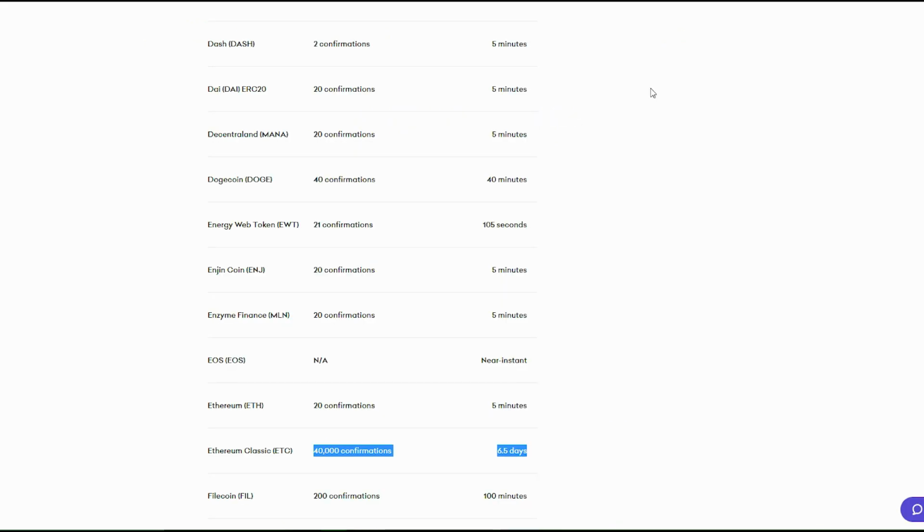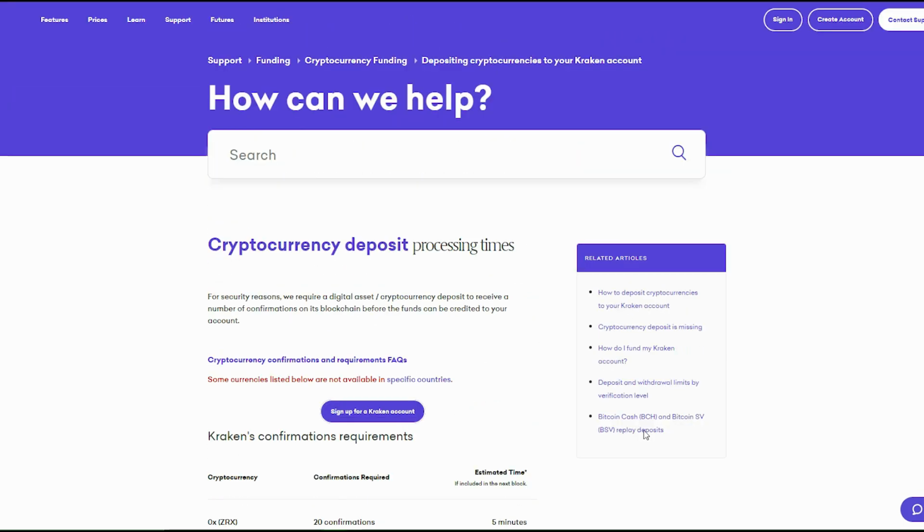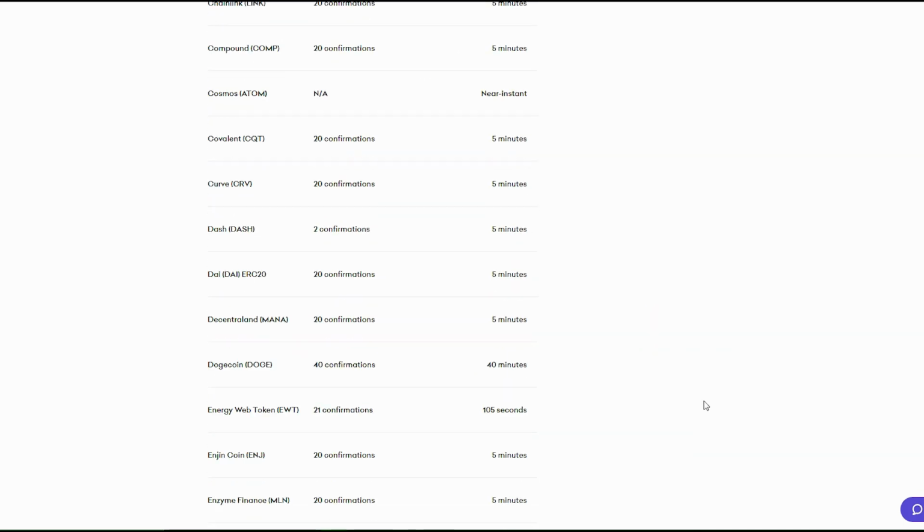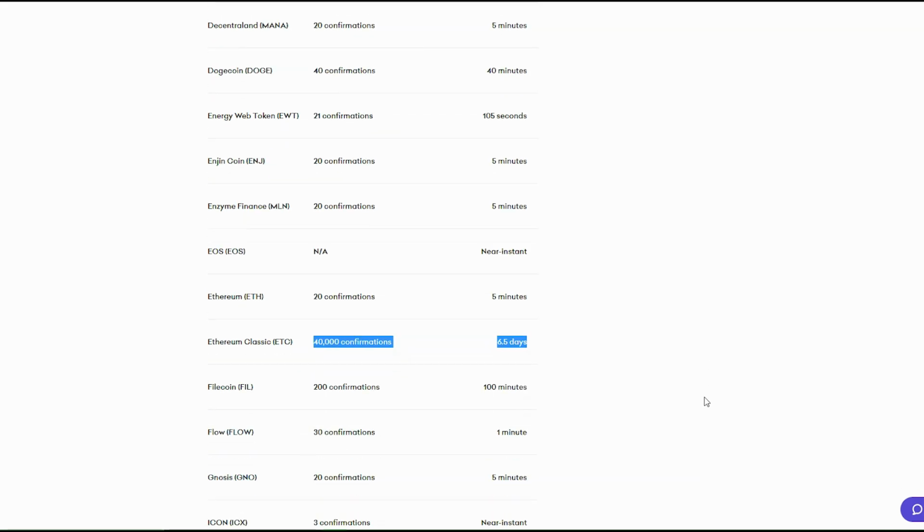Let's talk about transactions, because people say it takes 7 days to transfer Ethereum Classic. It's not worth it, it's super slow. That's because you're transferring it on exchanges that require Ethereum Classic to go through 40,000 confirmations. For example, on Kraken, because of the recent attacks, to protect its investors to the maximum capability, they require 40,000 confirmations for transactions, which is 6 to 7 days.